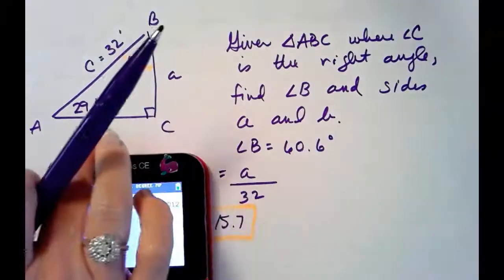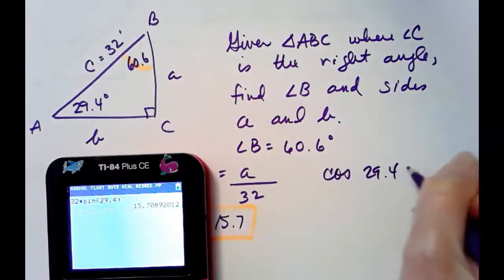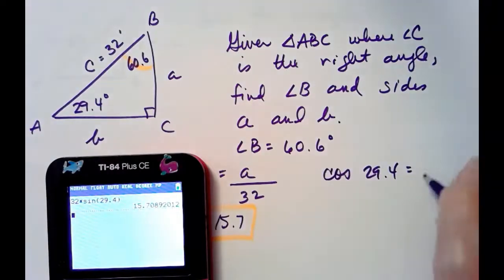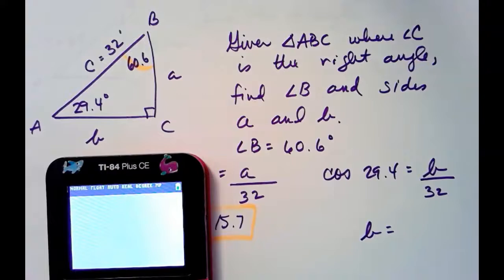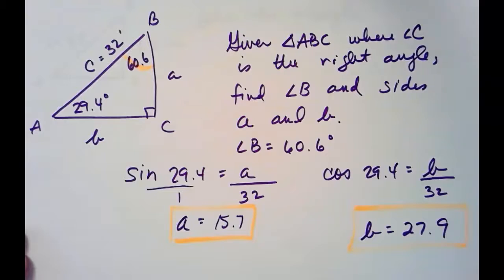So to find B, let's just use the cosine function. So the cosine of 29.4 is equal to adjacent over hypotenuse. So cross multiply again, and we will be able to solve for B. So 32 times the cosine of 29.4 is 27.9, and I'm rounding to the nearest tenth unless otherwise notated. So there we go. We have solved the triangle.